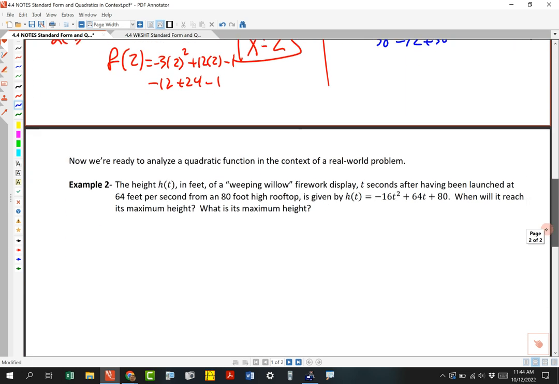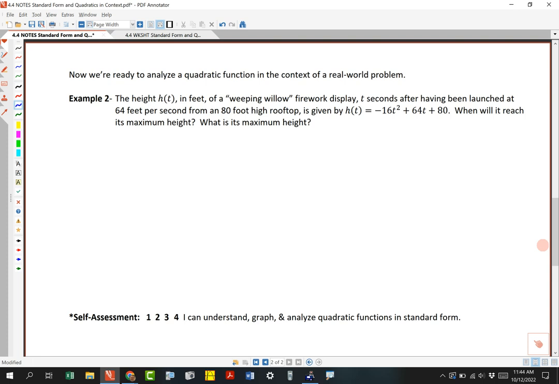Okay, flip the page over. We're going to do one more problem. These are quadratics in context. We're going to end up doing a ton of these before we're done this year. This is one of the really useful things about quadratics: we can model lots of stuff that happens in the real world. So on this one, it says the height h of t in feet of a weeping willow firework display, t seconds after having been launched at 64 feet per second from an 80-foot high rooftop, is given by that stuff right there.